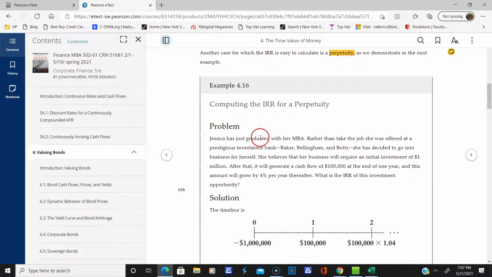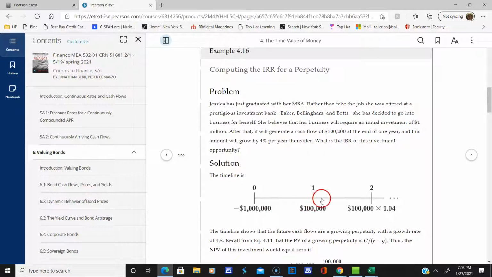Jessica graduates with her MBA like you will, and rather than take the jobs, she's decided to go into business for herself. She believes that her business will require an initial investment of $1 million, which you can see is reflected here. After that, it will generate a cash flow of $100,000 at the end of 1 year, and this amount will grow by 4% per year thereafter. So it's $100,000 the first year, and then each year it grows by 4%.